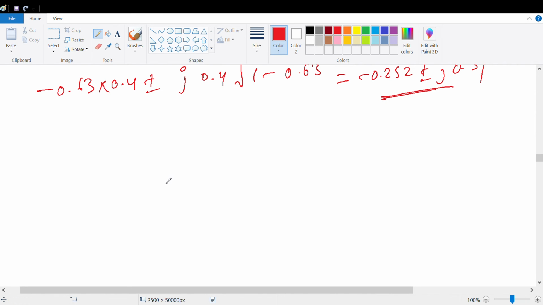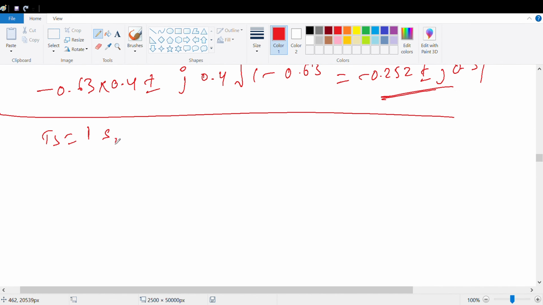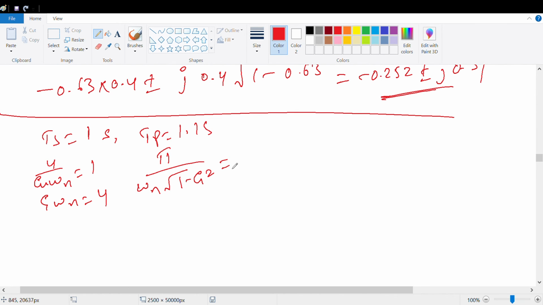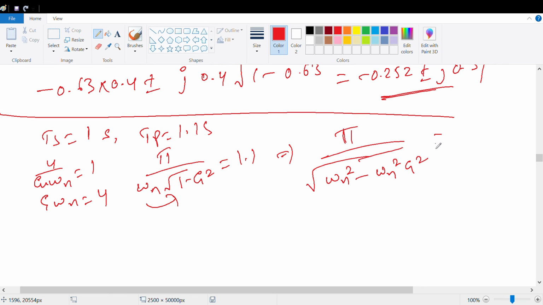Now the third part: settling time is 1 second and peak time is 1.1 second. Settling time is 4 by zeta omega n equal to 1, so zeta omega n is equal to 4. And peak time is pi by omega n into the square root of 1 minus zeta square, equal to 1.1. So now how will we find it? Just take this inside: the square root of omega n square minus omega n square zeta square equals 1.1.